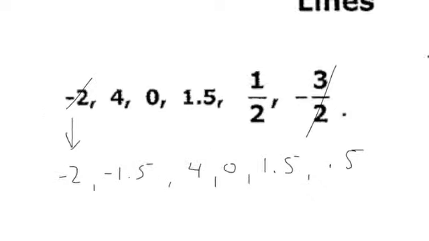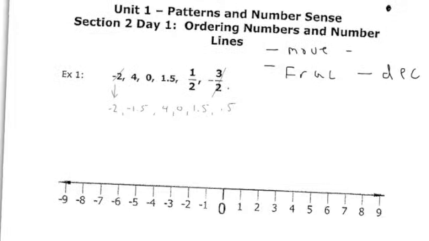Okay, so now that we got all those converted, let's go ahead and plot them on our graph. So we have negative 2. Let's go ahead and put it on there. We got negative 1.5 right next to him. We have 4. We have 0. We have 1.5. And we have 0.5.